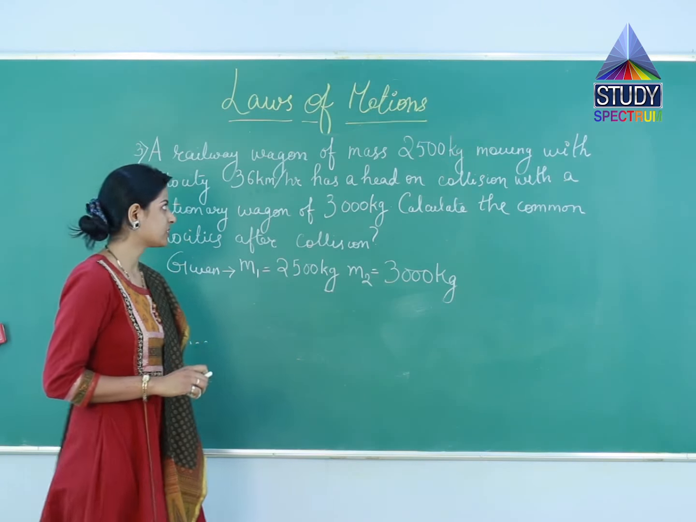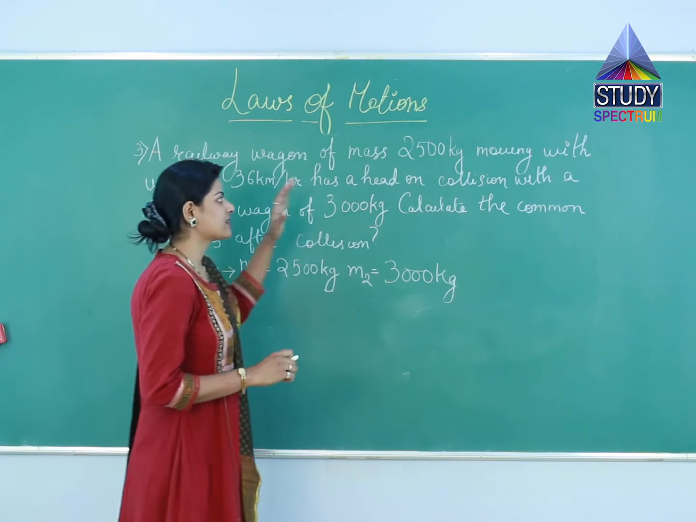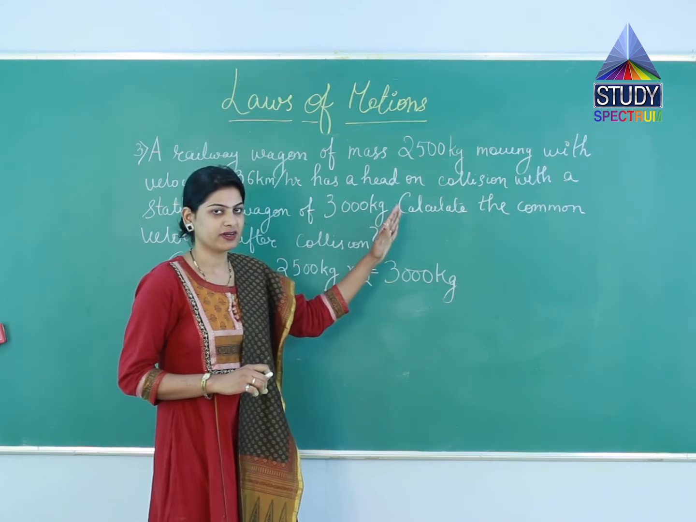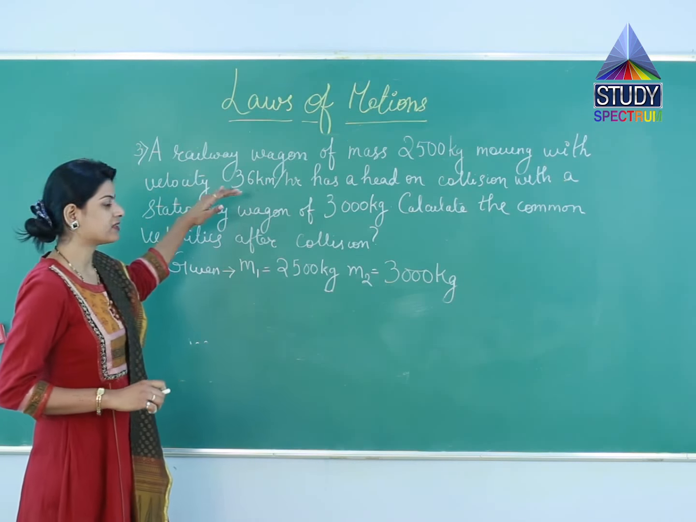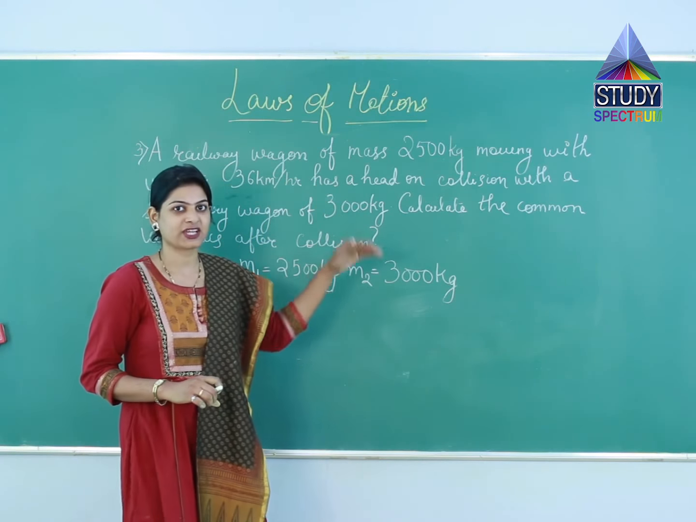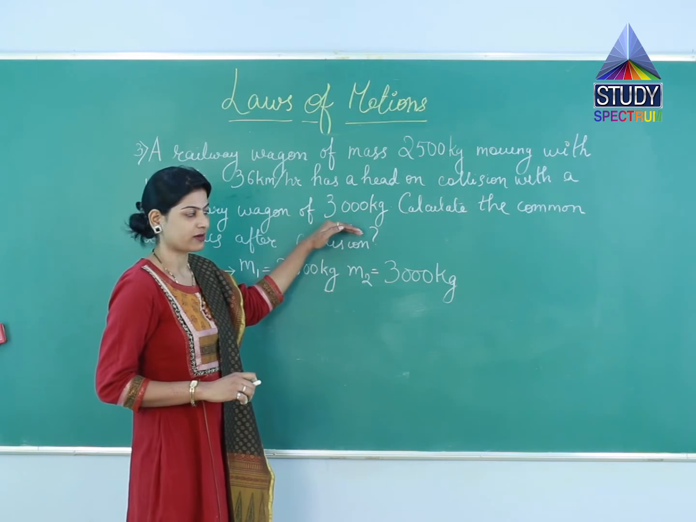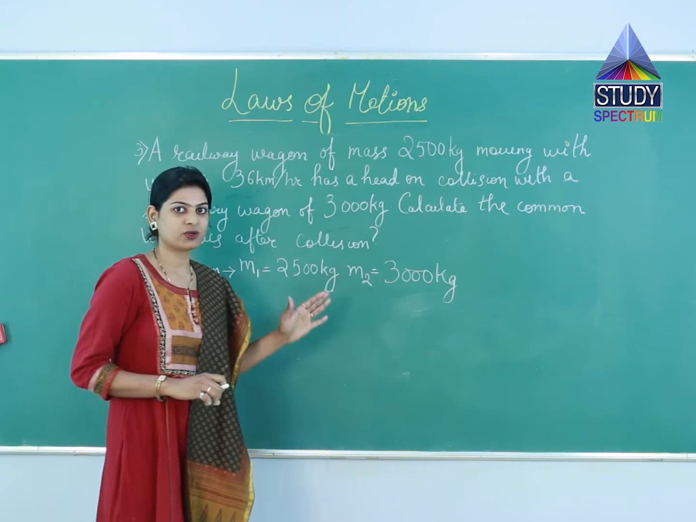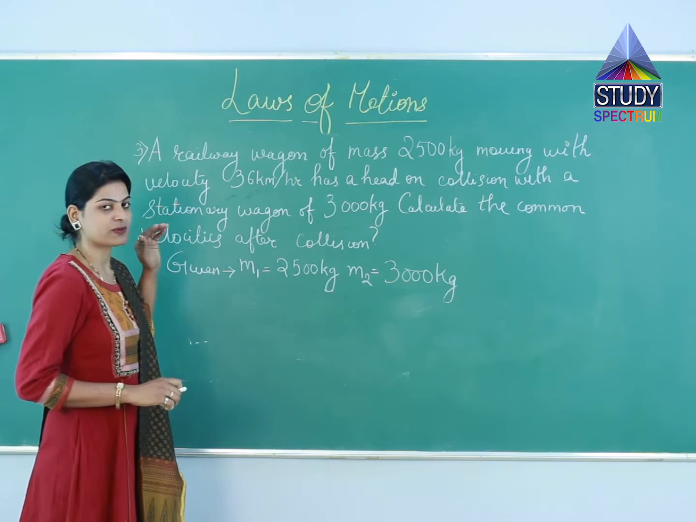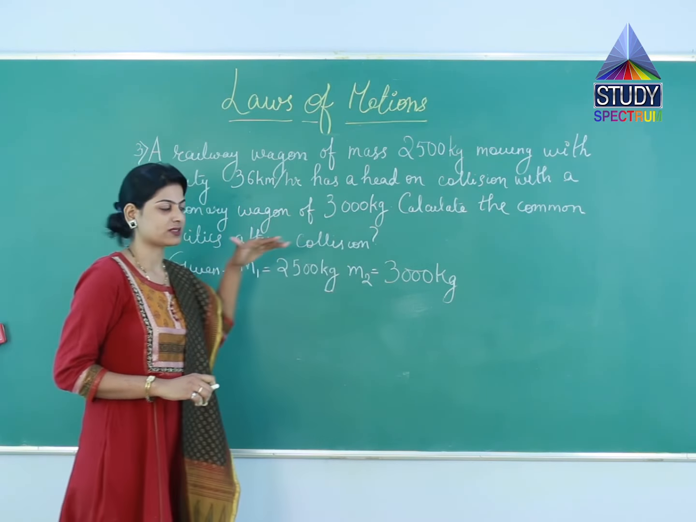So our third question is, we have a railway wagon which is moving. The railway wagon has a mass of 2500 kg and it is moving with a speed of 36 km per hour. It collides with a stationary wagon of mass 3000 kg. After the collision, if they move with the same velocity, we have to calculate the common velocity.